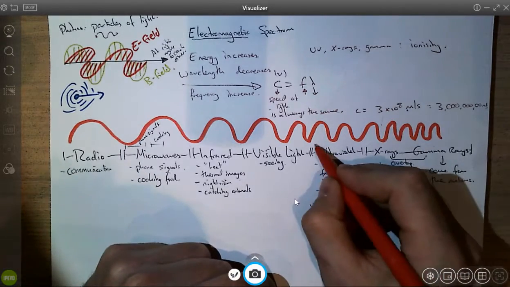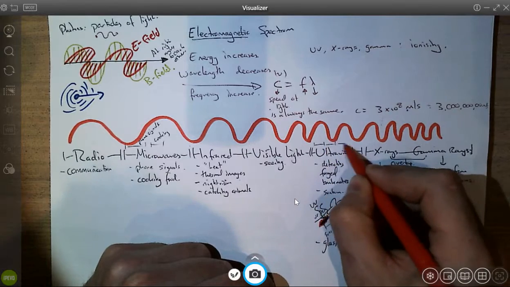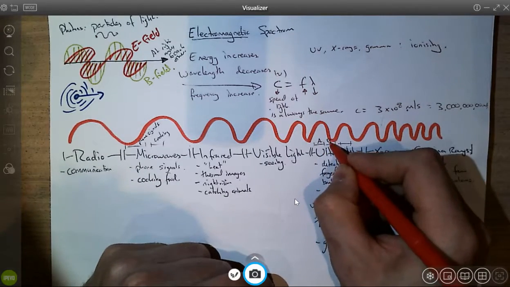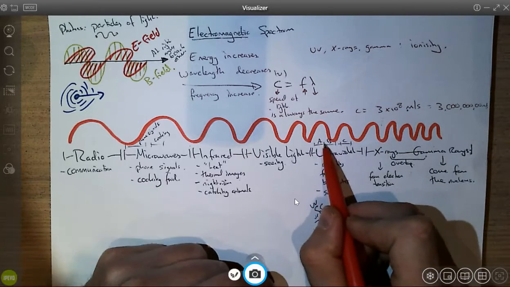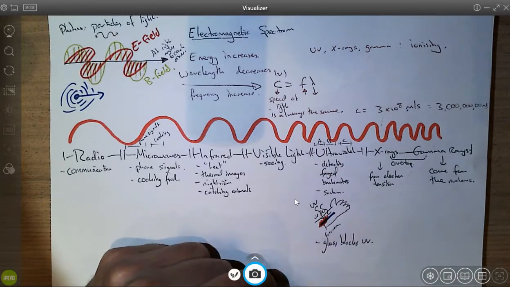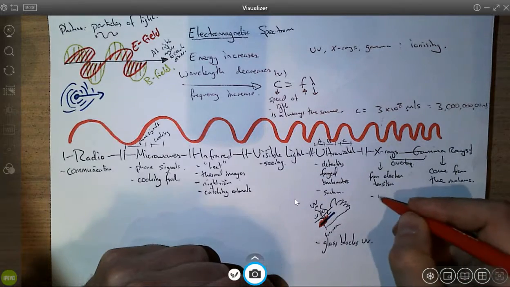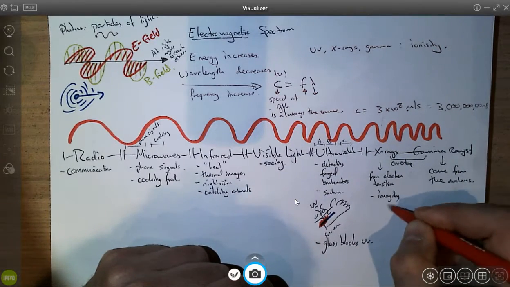You can also talk about, again, the different parts of the UV spectrum. So we've got UVA, B, and C, and you can link this to bottles of sun cream, which will have both UVA and B rating to them. X-rays, we of course can use for imaging bones.